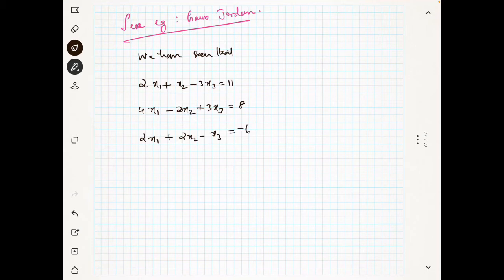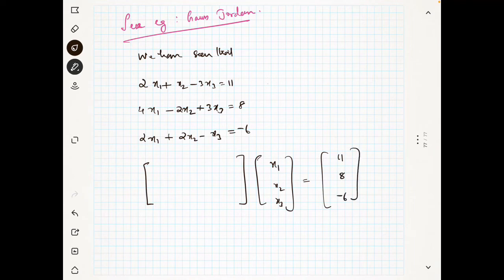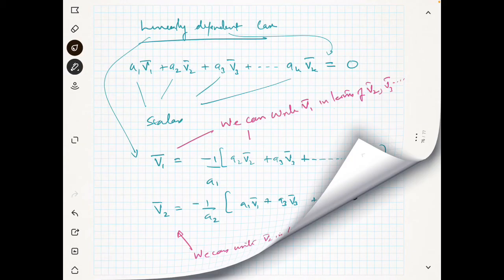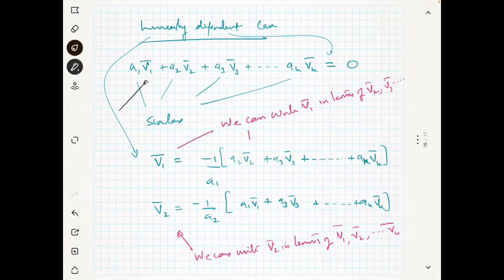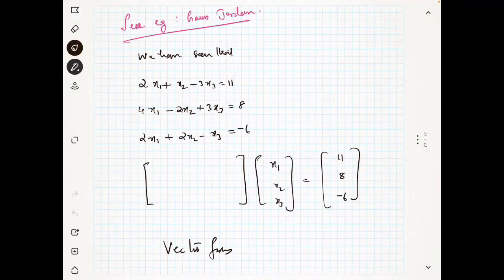Now I can write this equation in the vector form. I can write this equation like this. This is x1, this is x2, this is x3, and here it's 11, 8, minus 6. I told you this is the vector form. Why is it a vector form? That's what we are going to discuss now. Then you will understand what these vectors v1, v2, etc. are, and what these scalar constants a1, a2, etc. are.